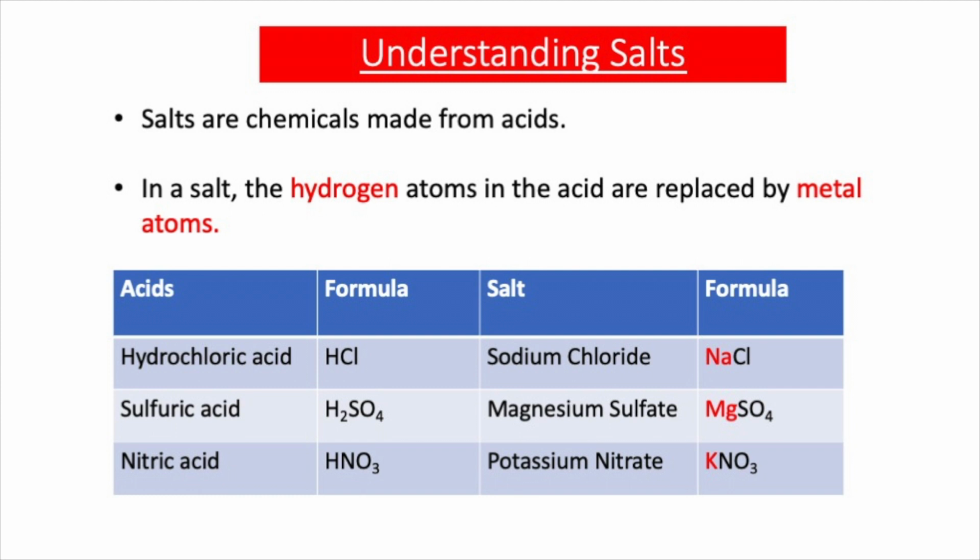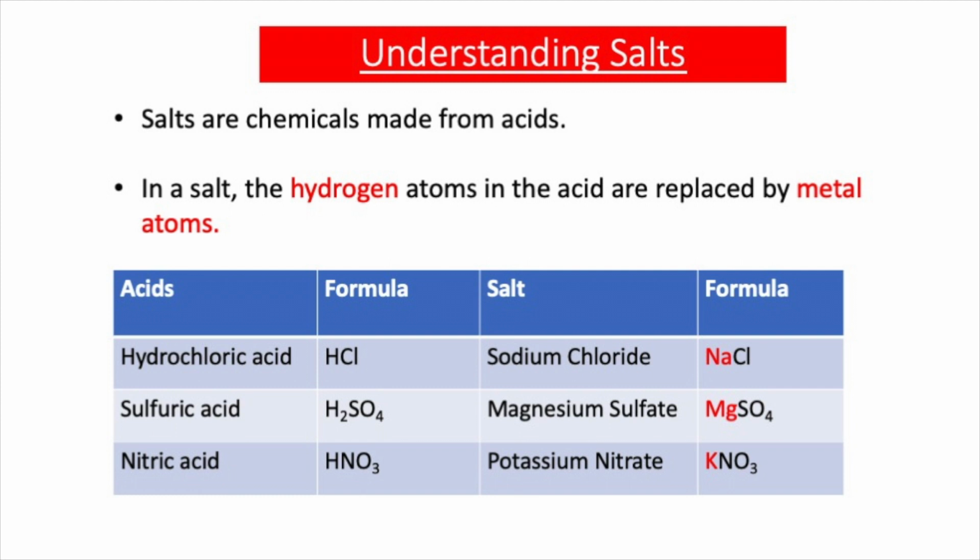In our previous lessons, we've learnt that salts are chemicals made from acids, and in a salt, the hydrogen atoms in the acid are replaced by metal atoms. So for example, hydrochloric acid is the chemical formula HCl, sodium chloride is a salt made from hydrochloric acid and has the chemical formula NaCl. The hydrogen in hydrochloric acid has been replaced by metal atoms, in this case sodium, and that's why sodium chloride is classed as a salt.